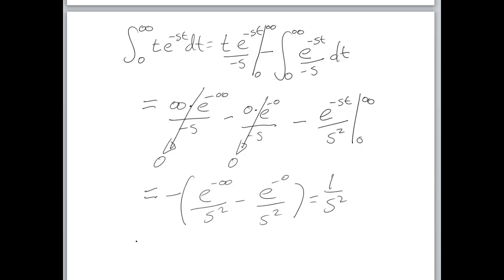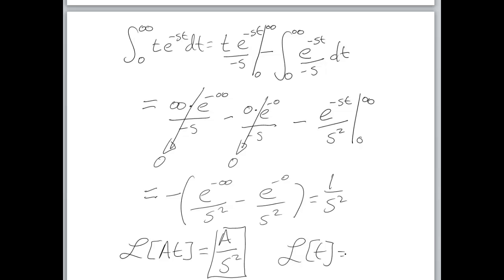Now we need to bring this back together with what we had before, and remember our original function was a times t. So we had a constant a, which was our slope. So our final answer is a divided by s squared. Or we have the Laplace transform of t is 1 divided by s squared.